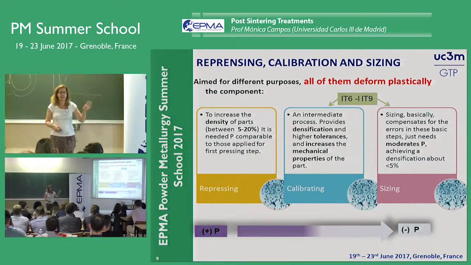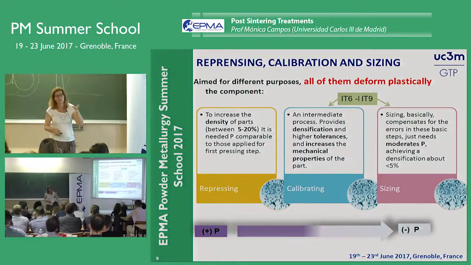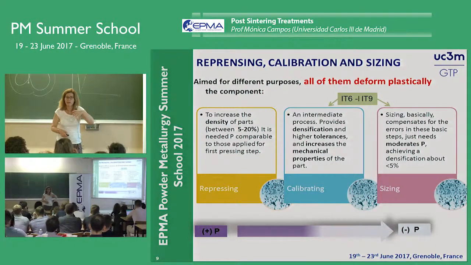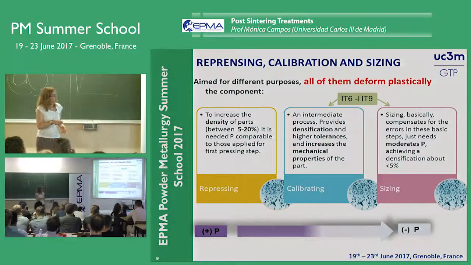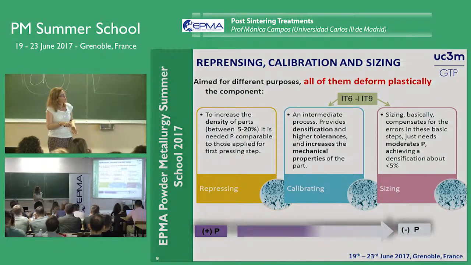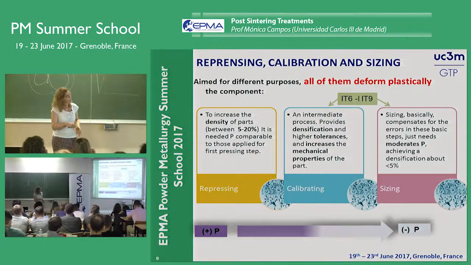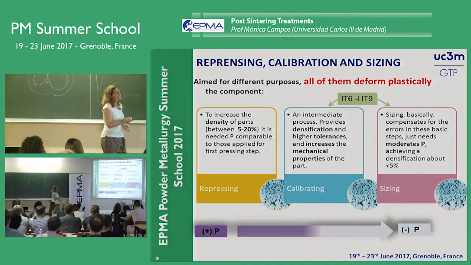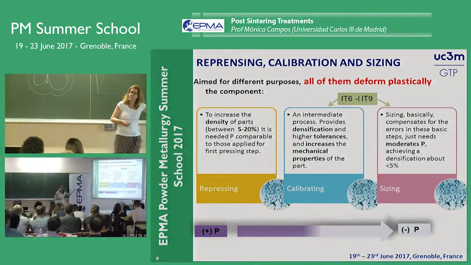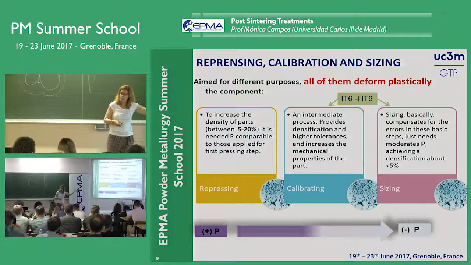Then we can divide this method to press again our component in three main groups: repressing, calibration, and sizing. From higher pressure to lower pressure, all of them require plastic deformation, but in the case of repressing it is the highest one, and then we can increase here up to 20% the density that you have achieved at the end of the sintering processes.